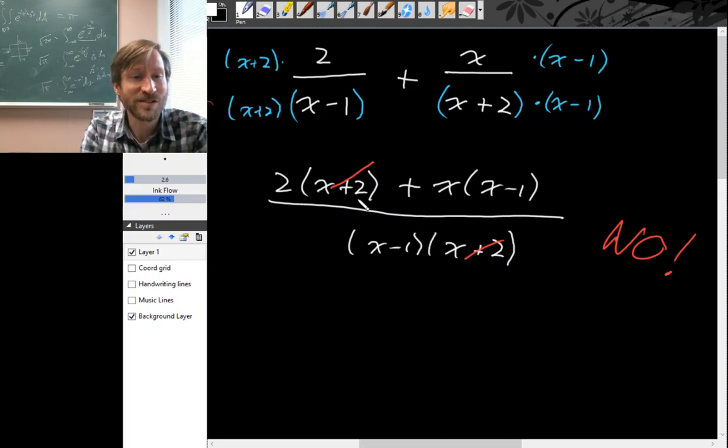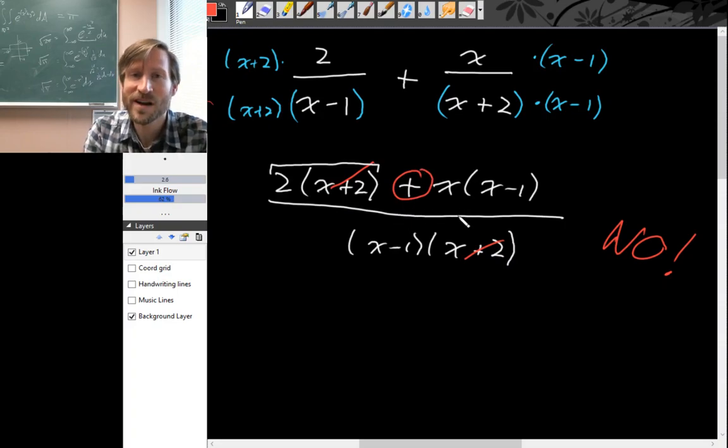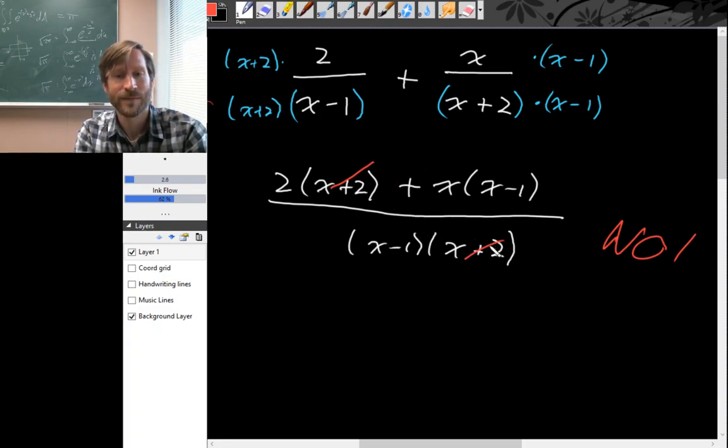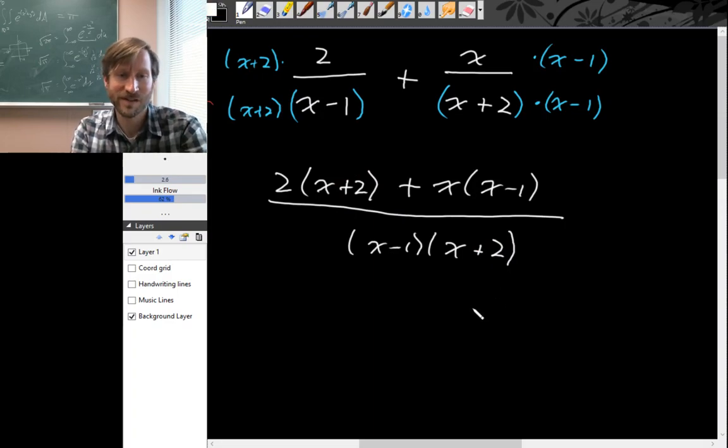So this x plus 2 is part of this left-hand product, but this piece on the left is itself part of a sum. So this numerator is a sum and not a product, so you cannot cancel pieces like this. That's repeating the same mistake that we made a minute ago. So how do we fix this? Well, we fix this by not trying to cancel things in the numerator and denominator.